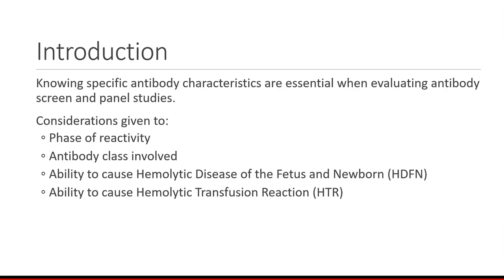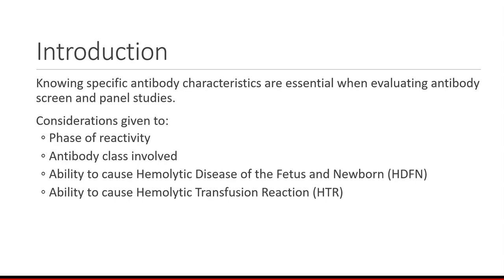Is it immediate spin, 37 degrees, or Coombs, or more than one? What is the antibody class involved? If it's room temperature reacting or below, you know it's IgM. If it's 37 and or Coombs, you know it's IgG. So the phase of reactivity also lets you know the antibody class involved.